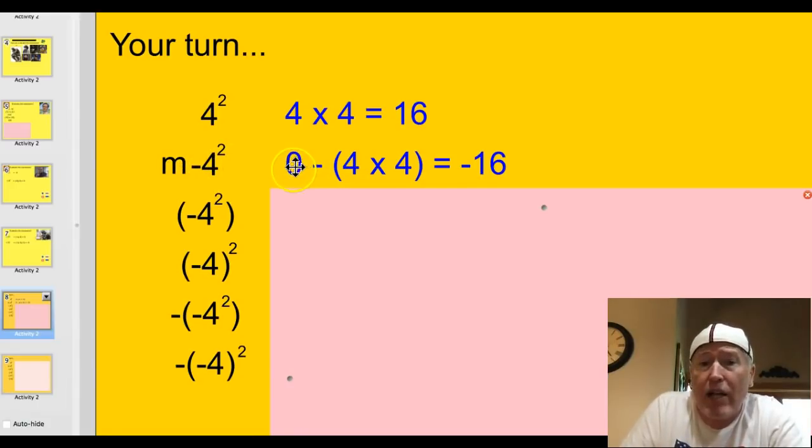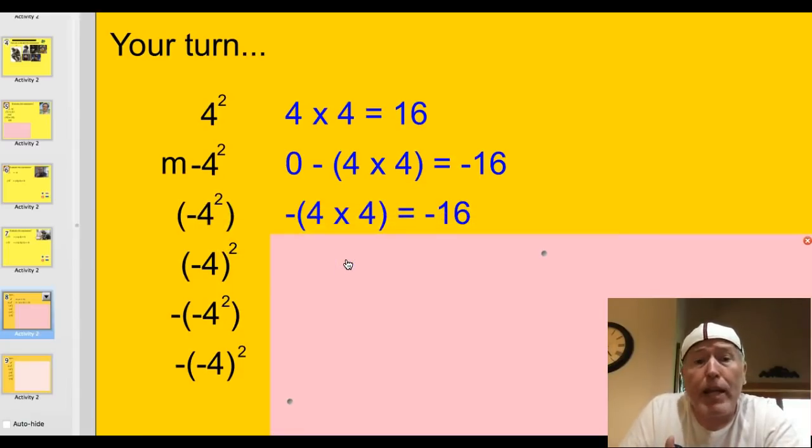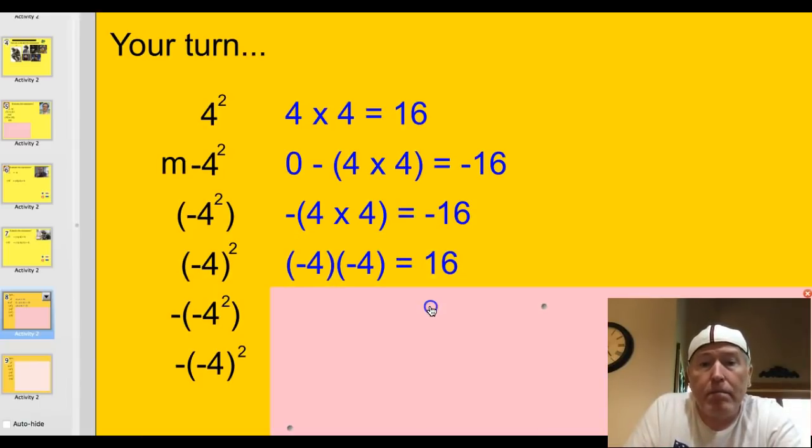I think it's Sal Khan who says, well, you apply the order of operations, it's 4 times 4, or you could think of that as a 0 minus 4 times 4. Either way, it's a negative 16. All right, how about this one here? It's the same thing. I just added parentheses. You still apply the order of operations. It's still a negative 4 times 4, so that's a negative 16. All right? Next one.